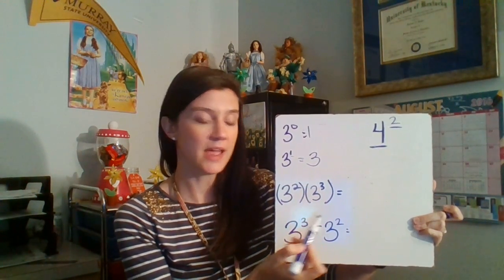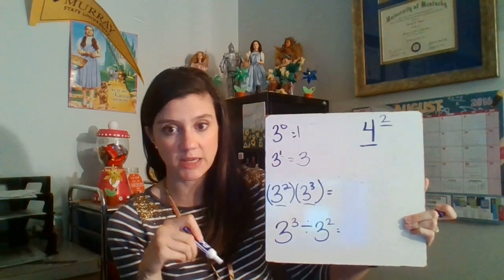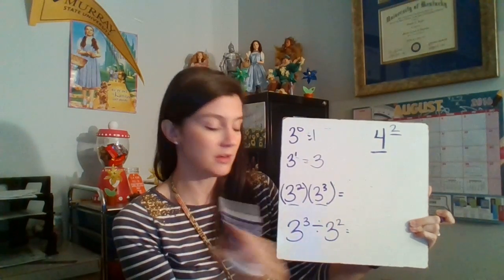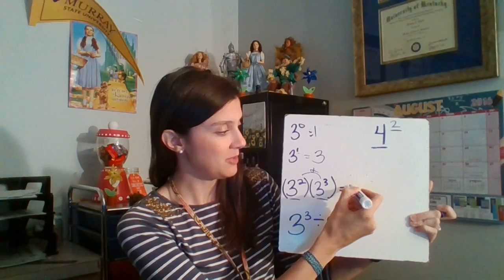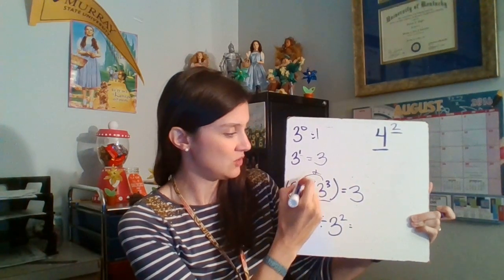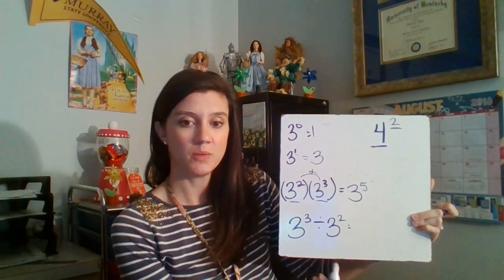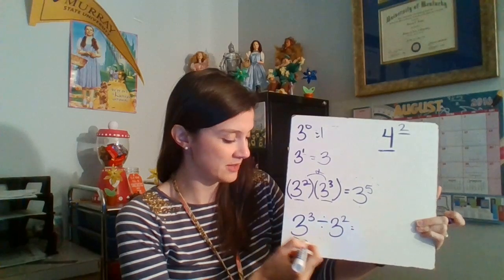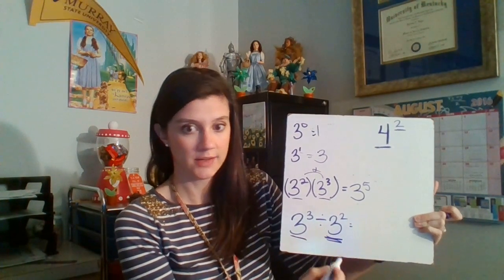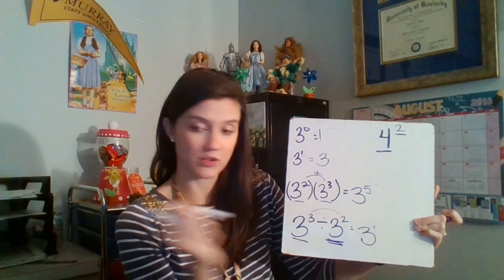When you're multiplying exponents that have the same bases, all you do is add the exponents. Keep the base, so 3, 2 plus 3 is 5, so 3 to the 5th power. When you're dividing, you subtract the exponents as long as the bases are the same, which they are. 3 minus 2 is 1, so 3 to the first power.